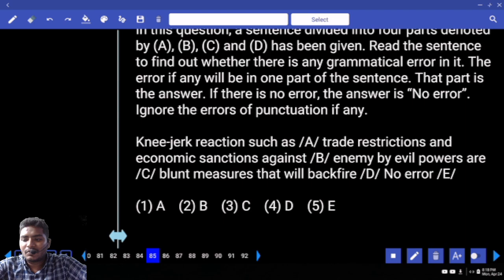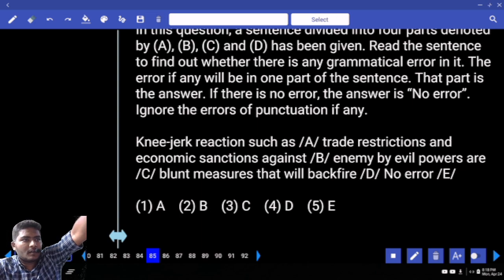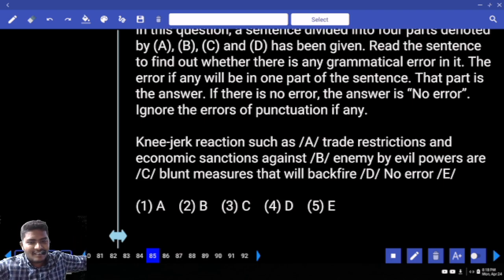Knee-jerk reactions such as trade restrictions and economic sanctions against enemy by evil powers are blunt measures that will backfire. Subject verb agreement. Jiren, what is your answer? How many of you said there is an error in the first option? First blank? Second blank? Third one? Fourth one? No. So your answer is no error. So better skip, sir. Very easy one.